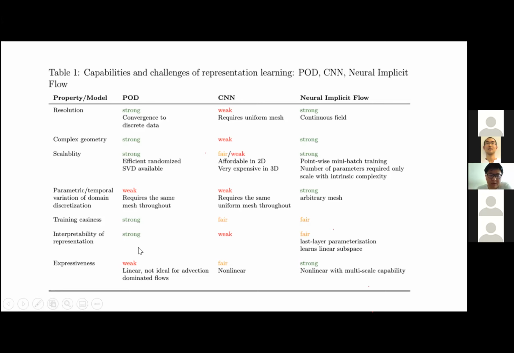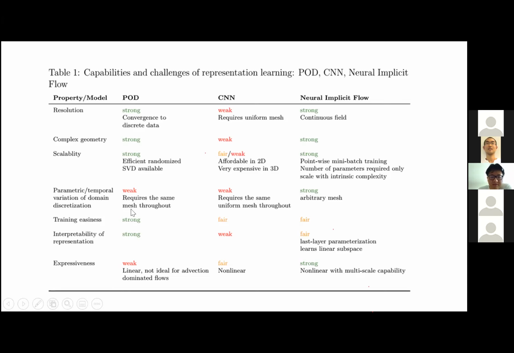So there's not much randomness over there, and it's a linear basis, so you can have some interpretability. For CNN and neural implicit flow, for CNN it's pretty weak because it's nonlinear everywhere. But for neural implicit flow, I point out fair here because, as I will show later, if I actually did last layer parameterization, it just learns the linear subspace. So it's sort of performing a proper decomposition on adaptive mesh refinement, so you will still have some interpretability over there.